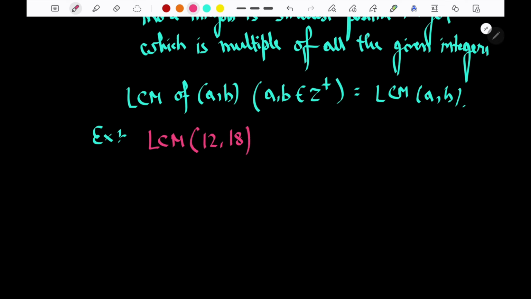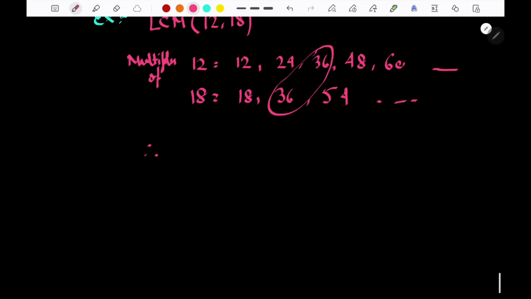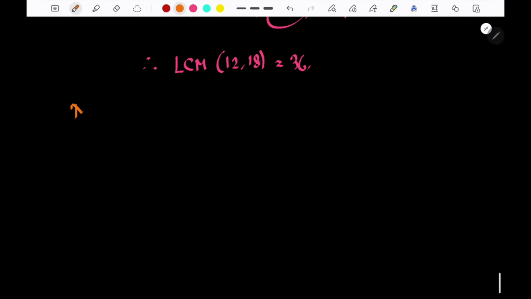So basically we choose the common multiples. What are the multiples of 12? Read the multiplication table: 12, 24, 36, 48, 60 and it goes on. For 18: 18, 36, 54 and it goes on. But can you see 36 is common to both of them? So therefore LCM of 12, 18 is 36. Done. So what are the methods?